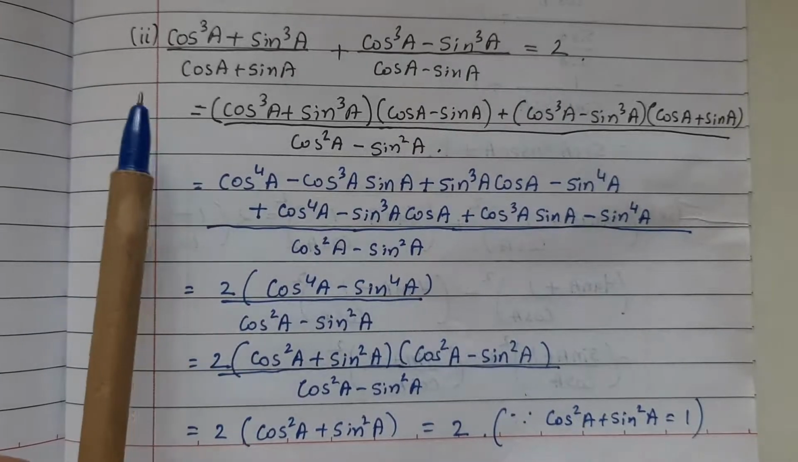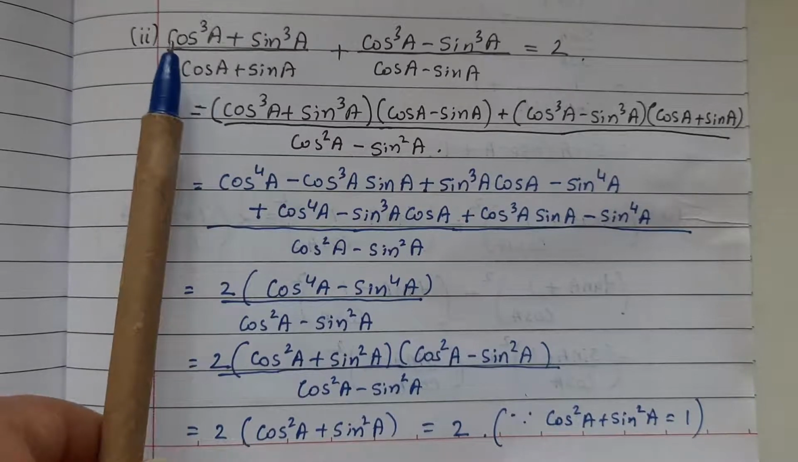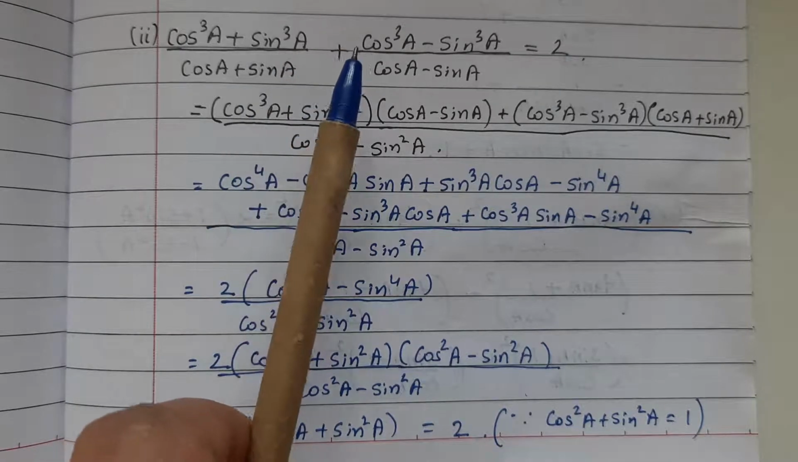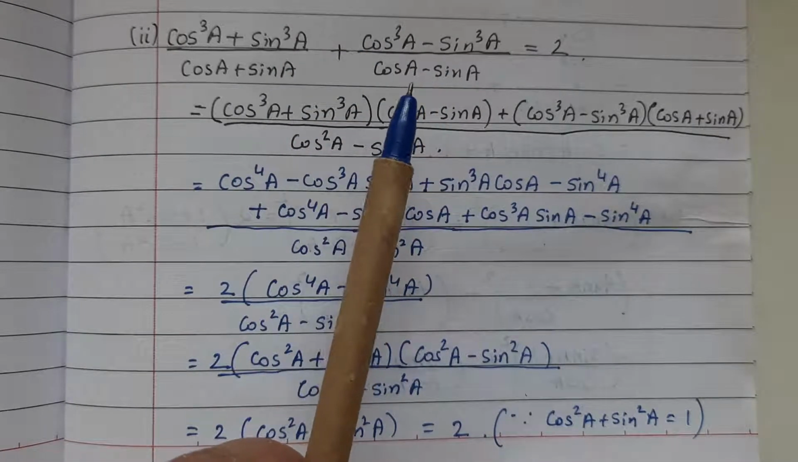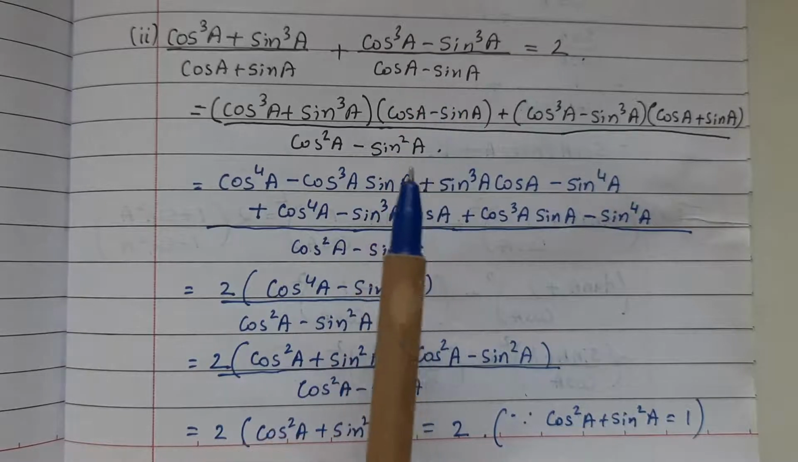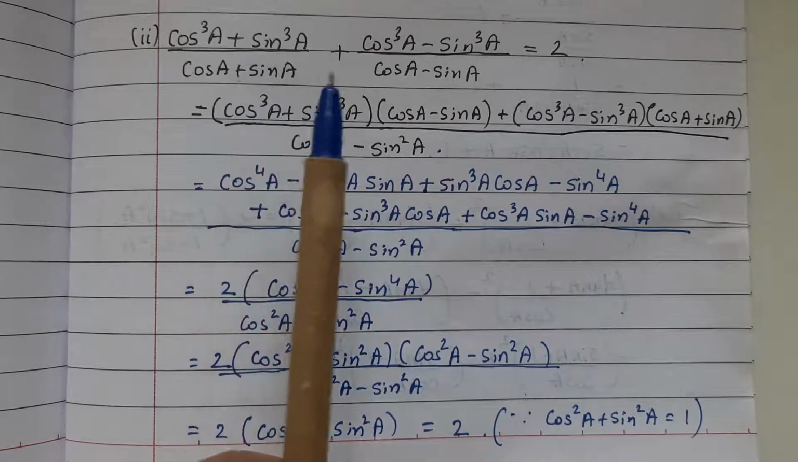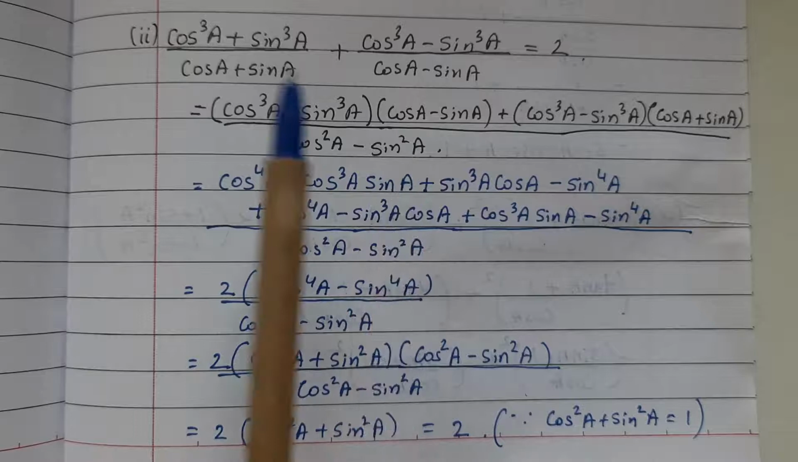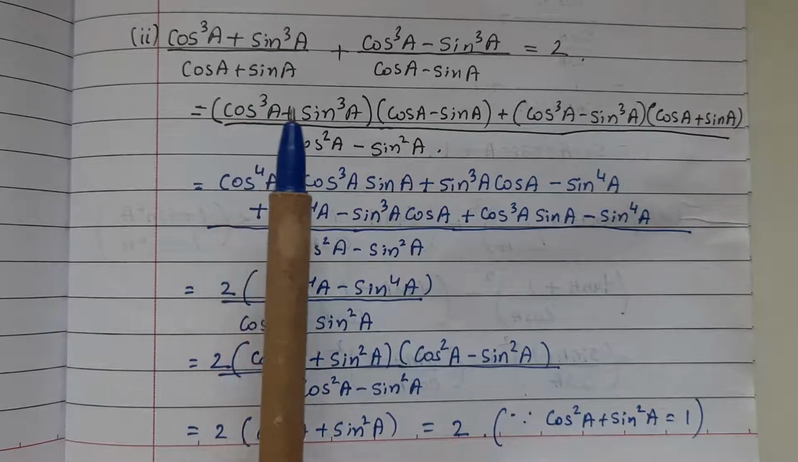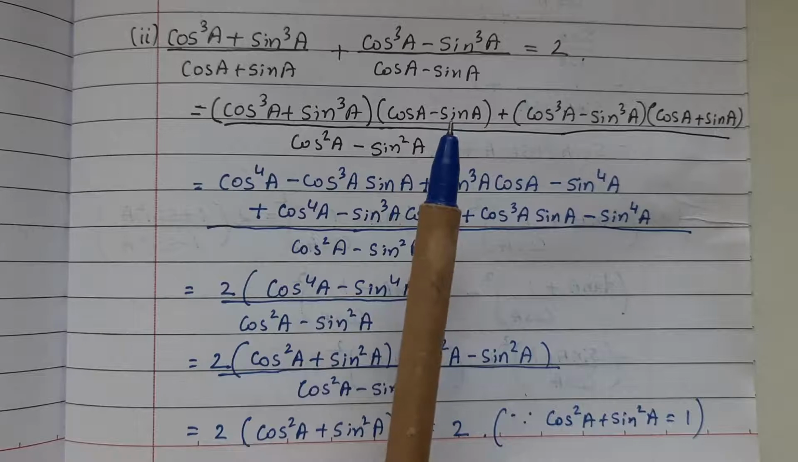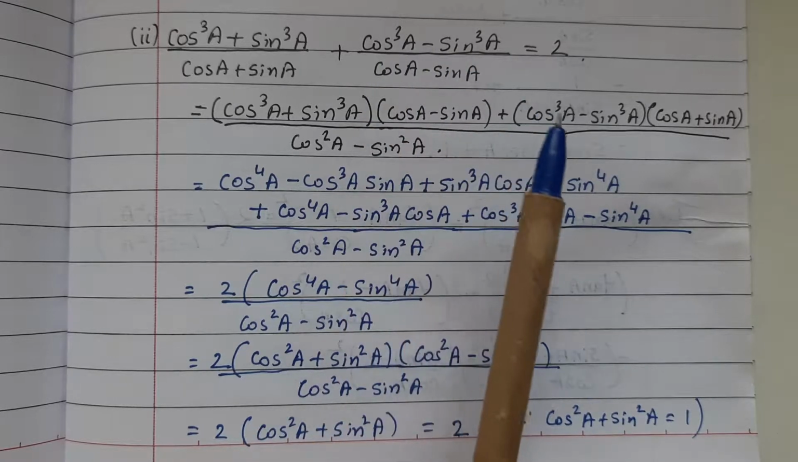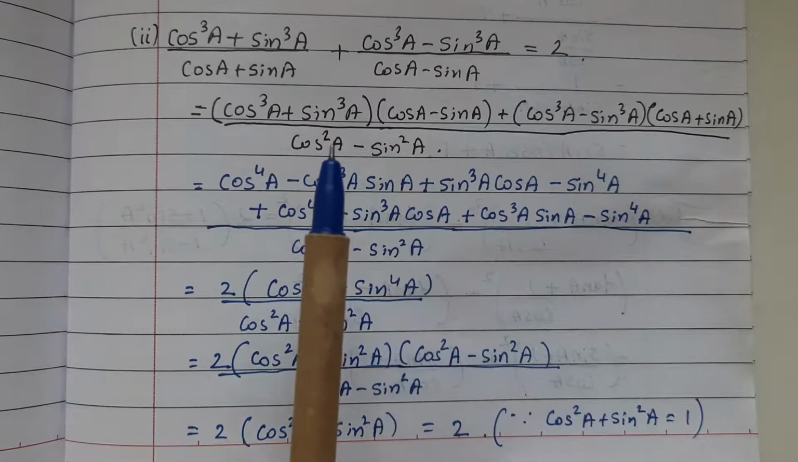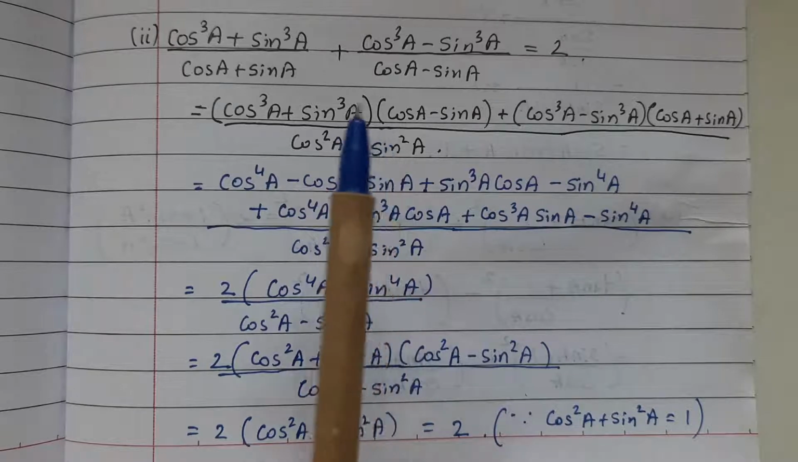Sum number 2. Left hand side is equal to cos cube A plus sin cube A upon cos A plus sin A plus cos cube A minus sin cube A upon cos A minus sin A. Therefore, LCM will be cos A plus sin A into cos A minus sin A, which is cos square A minus sin square A. So, multiply this term, cos cube A plus sin cube A into cos A minus sin A plus cos cube A minus sin cube A into cos A plus sin A upon cos square A minus sin square A. Open the bracket.